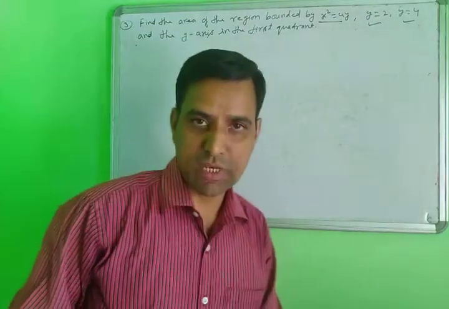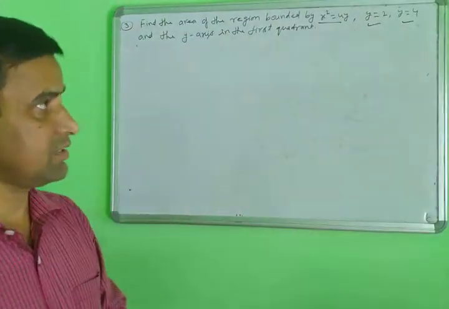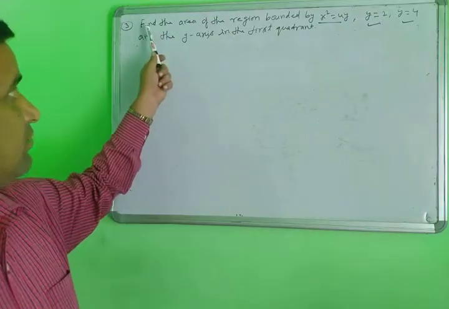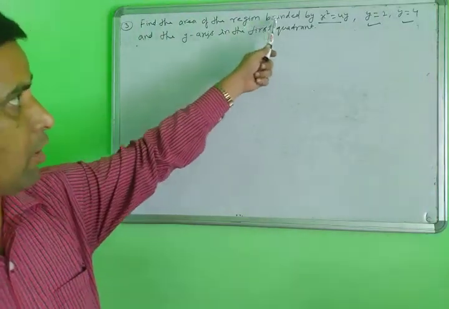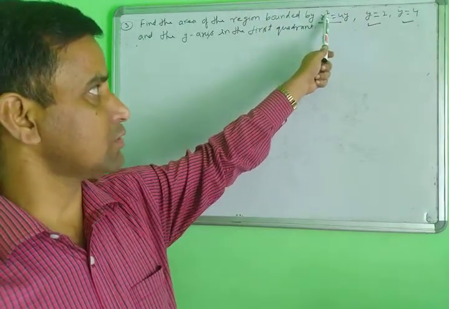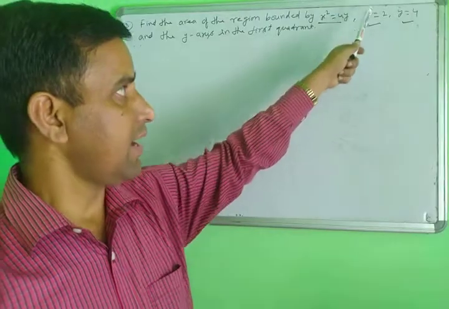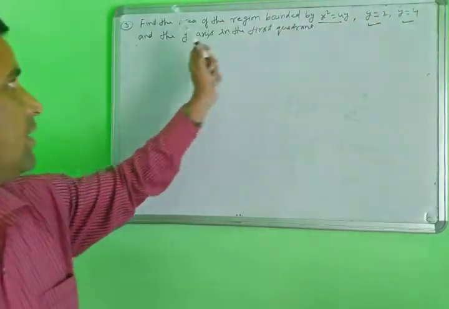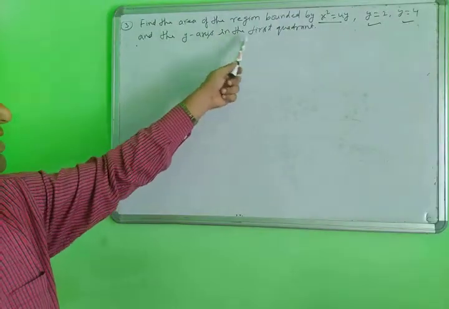Yes class, next I am taking question number 3. This is a different type of question from question number 1. Question 3: find the area of the region bounded by the curve x square equal to 4y, with y equal to 2 as the lower limit and y equal to 4 as the upper limit, and the y-axis in the first quadrant.